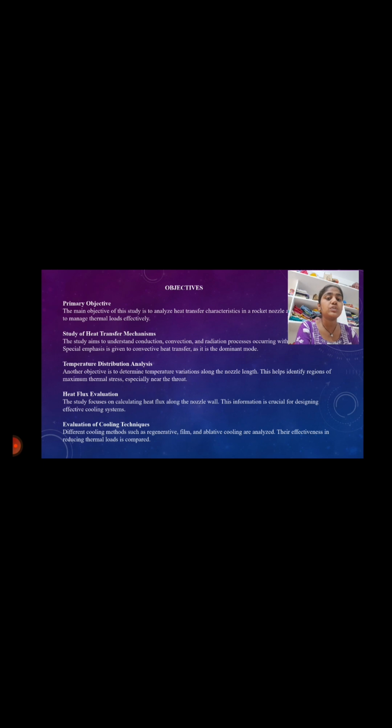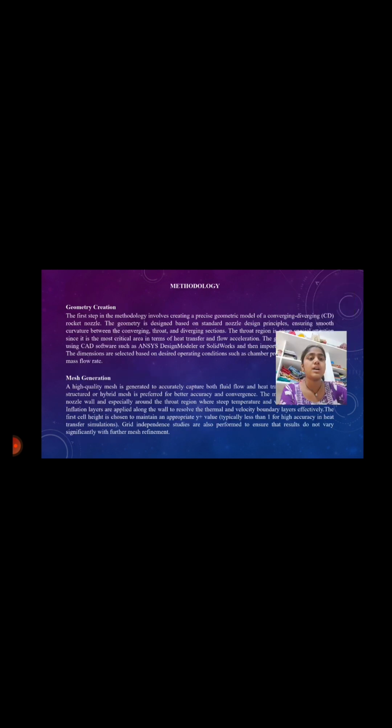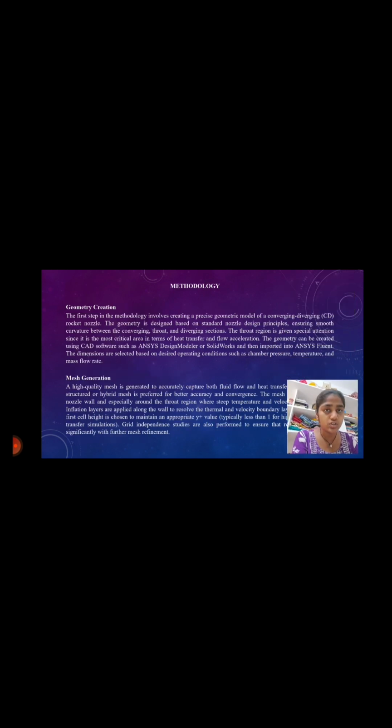Evaluation of cooling techniques: different cooling methods such as regenerative, film, and ablative cooling are analyzed. Their effectiveness in reducing thermal loads is compared. Methodology. The first one is geometry creation.